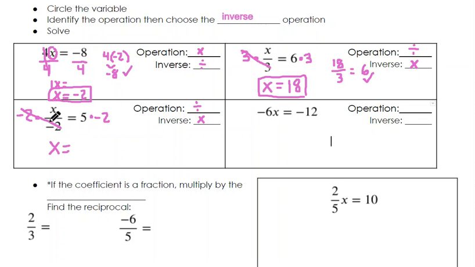Because it's an equal sign, you have to do the same thing to both sides to keep it equal. 5 times negative 2 will give me negative 10. And that is my answer. Now once again, I can check my work to see if I got it right.